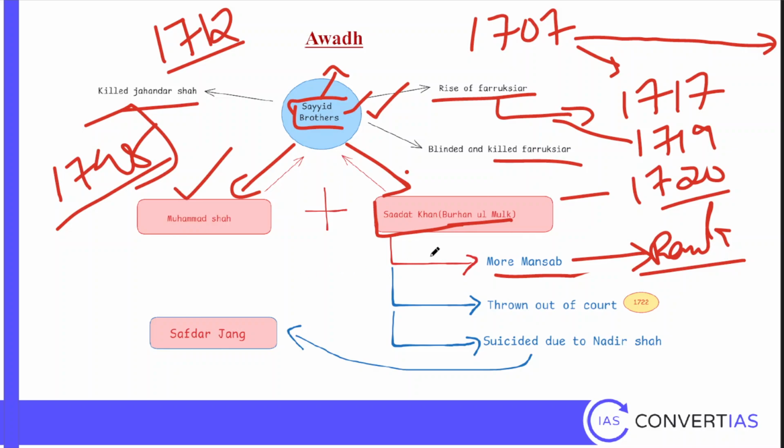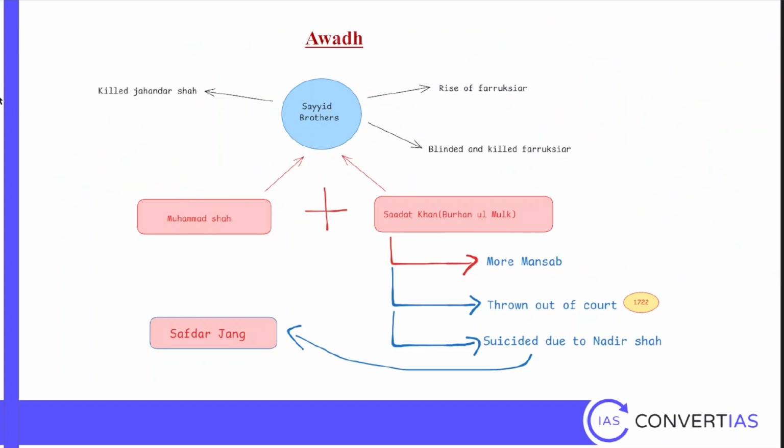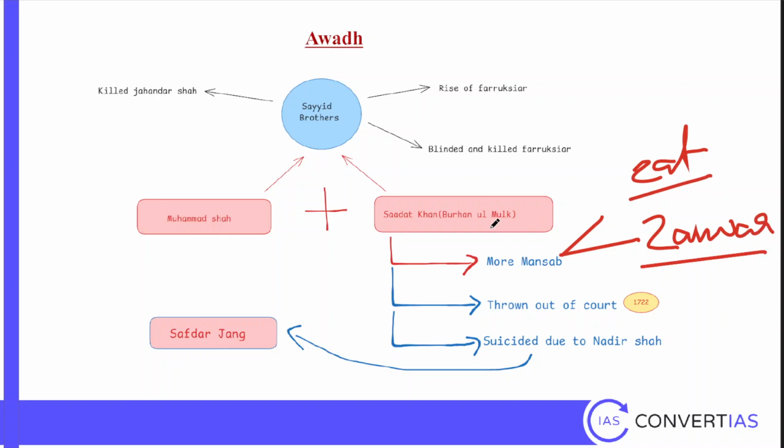And Mansab is a dual ranking system. I should make it clear to you. It had two entities, Zat and Sawar. Zat means your position in the court. Sawar means the number of horsemen that you have to maintain. So this was Mansab. So he rose in Mansab. More horsemen, more rank. But in 1722, he came into conflict with the emperor himself.